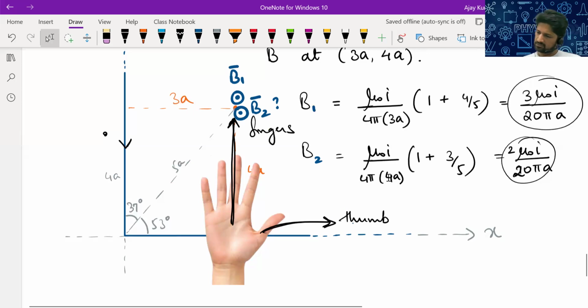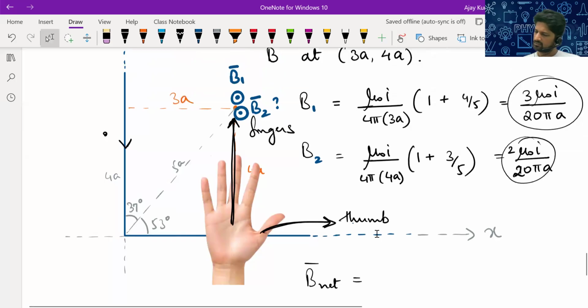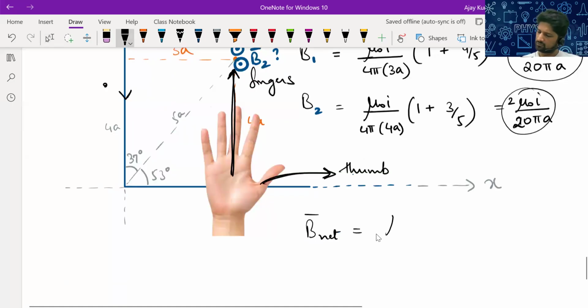The answer becomes, therefore, B net. One of them is 3 mu naught I by 20 pi a, the other is 2 mu naught I by 20 pi a, both in the same direction. When you add them, it becomes 5 mu naught I by 20 pi a. 5 by 20 is 1/4. So mu naught I by 4 pi a. Out of the screen is positive z direction, k cap.